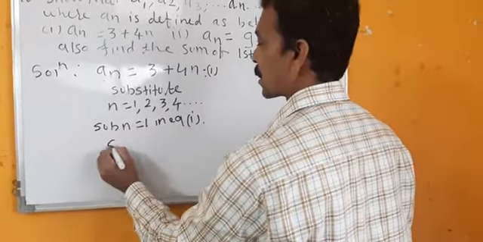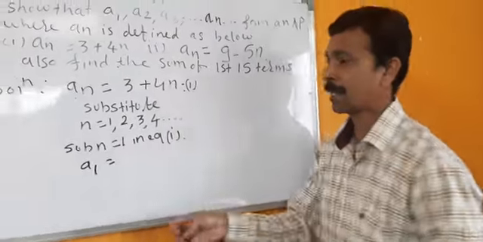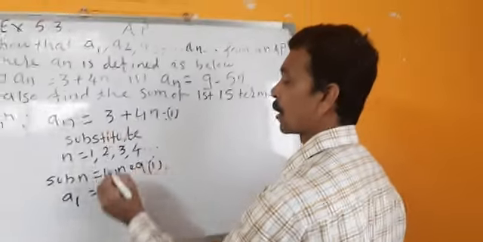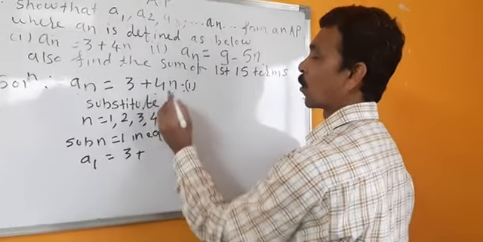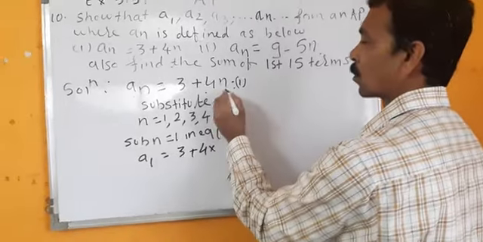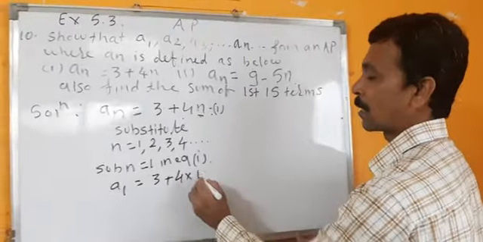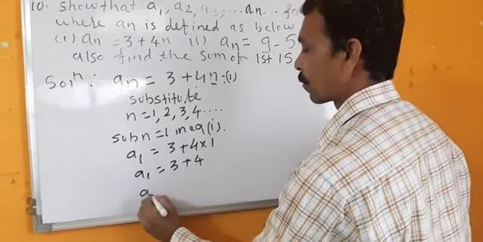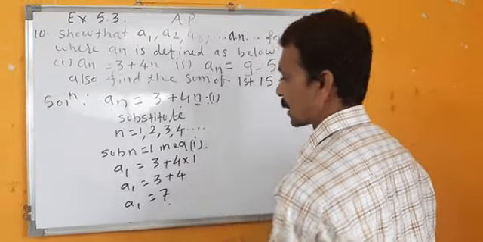So it becomes A1. Why A1? Because N is equal to 1. AN is equal to 3 plus 4N. 4 into what is the value of N? 1. So A1 is equal to 3 plus 4. A1 is equal to 7.